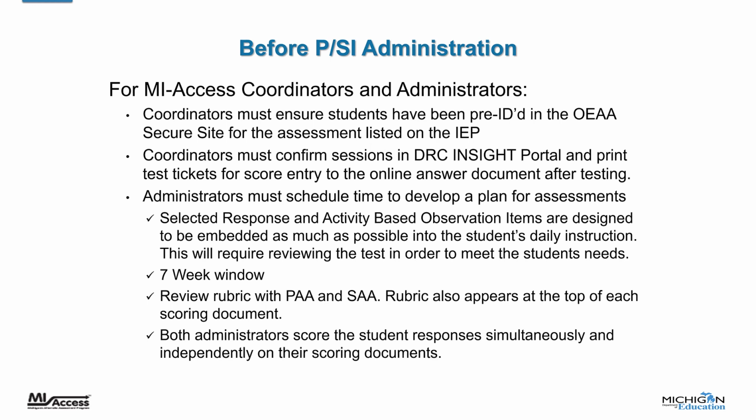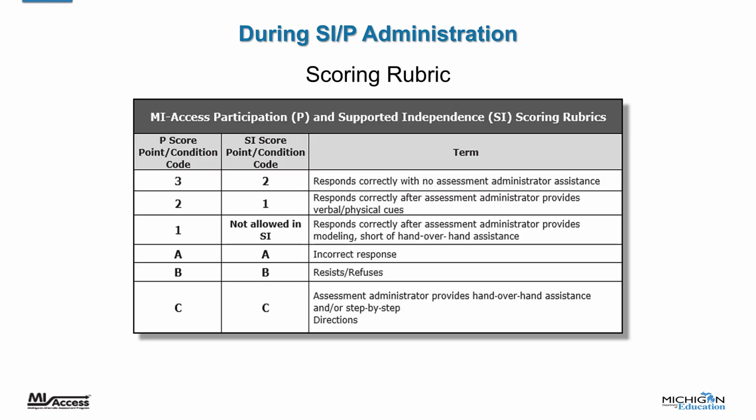Both the PAA and SAA score the items based on the student's response to the prompt using the scoring documents provided for each assessment. The SI and P tests are observed using the scoring rubrics. The participation rubric is a 3-point scale, while supported independence is 2 points. This rubric also appears on the header of the scoring documents for your convenience.